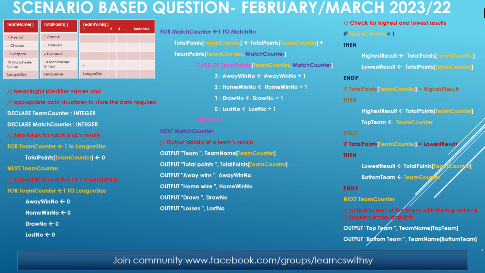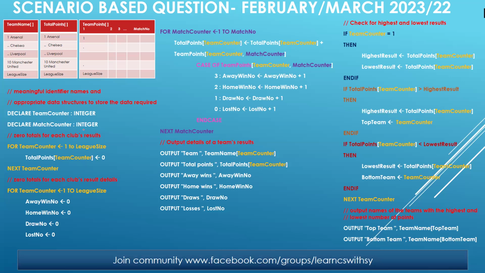That's why they're mentioned in the same order as they are present in the main team name. Fine. Now you can see we have to use some variables of our own. The meaningful identifier names and appropriate data structures to store the data required are discussed in this part. You can see declare team counter integer, declare match counter integer. This is required because I have to work on a nested loop. Remember what we have learned: whenever we are talking about a 2D array, we work on a nested loop.